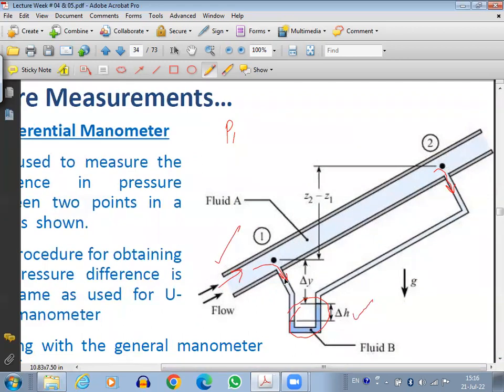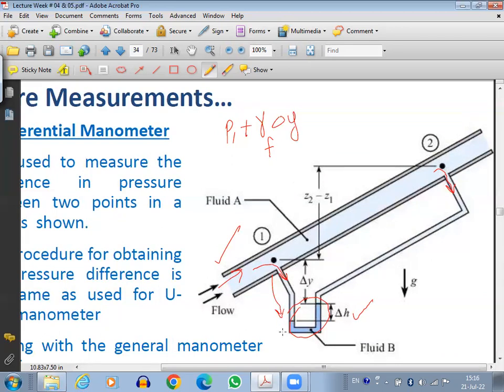Then we are moving down. How much down? We move down a distance of, let's say, del y. Del y distance we move down. So plus gamma of the main flow. I will write here F means the main flow. Gamma of the main pipe into del y.